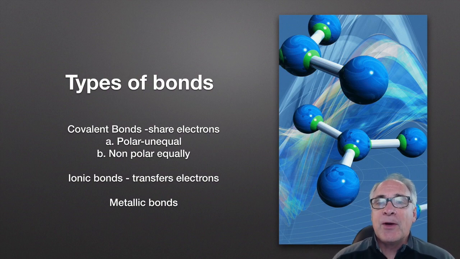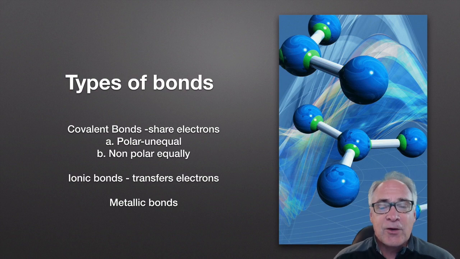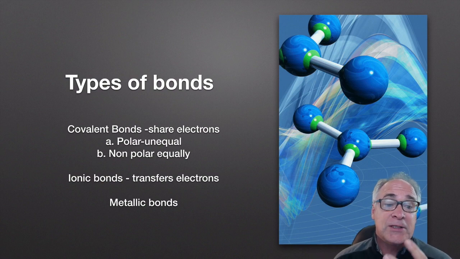We're going to start today by talking about the different types of bonds. There are three types: covalent, ionic, and metallic. I'm not going to talk about metallic bonds today. That's going to be for another video. But first, I want to share with you the different kinds of covalent bonds there are. There are basically two kinds, polar and nonpolar.